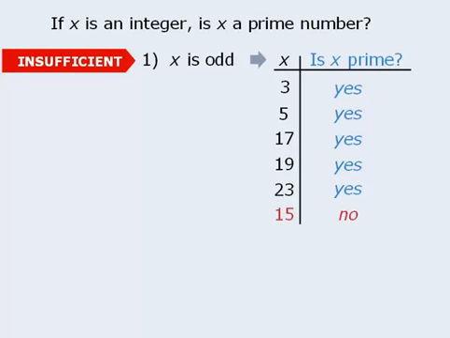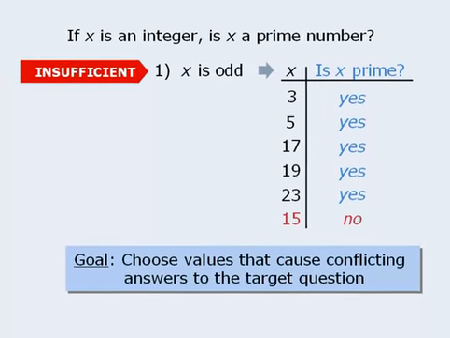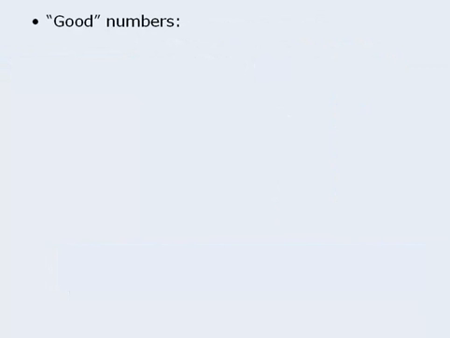So when you are choosing numbers for your table, your goal should be to choose numbers that will cause conflicting answers to the target question. To accomplish this, we want to choose good numbers. So what are good numbers? Good numbers are numbers that represent a nice cross-section of all numbers. Some good numbers include -10, -1, -1/2, 0, 1/2, 1, and 10.